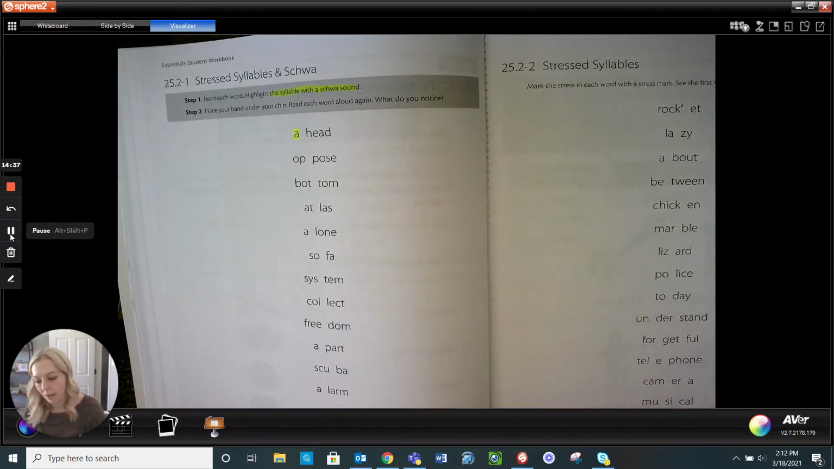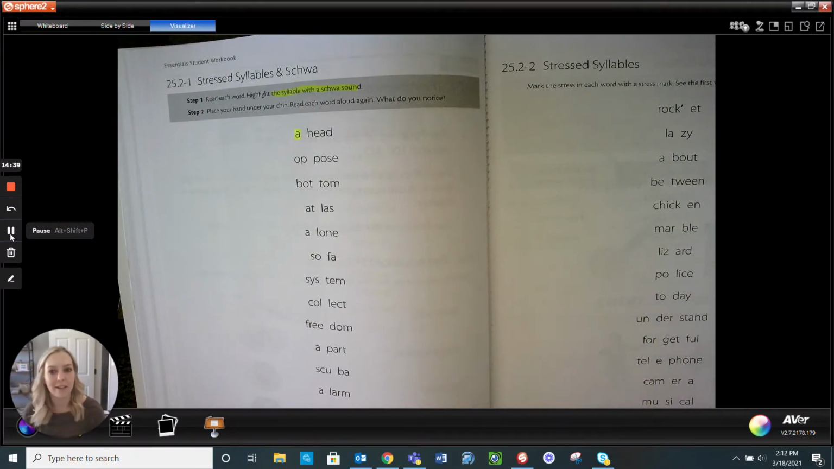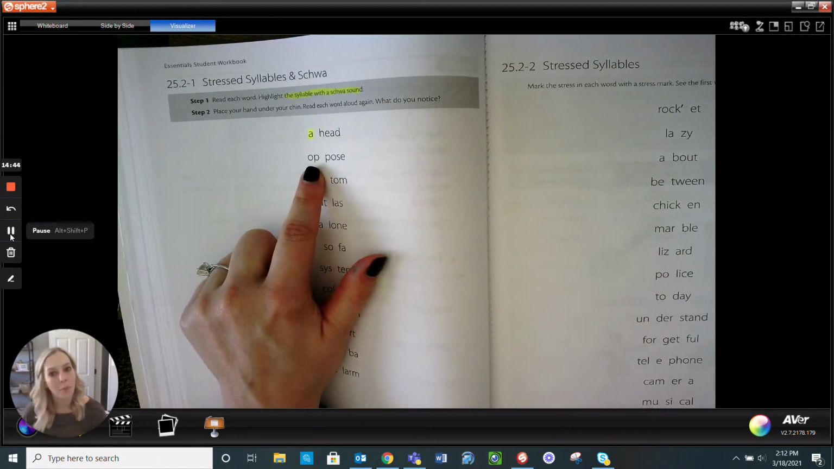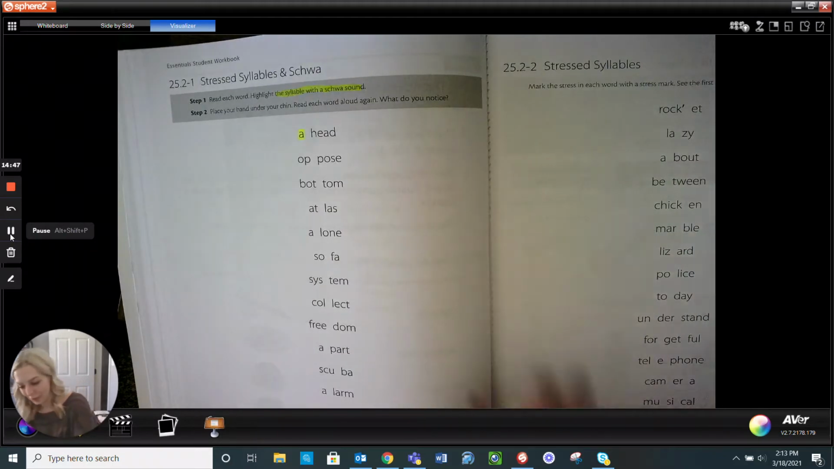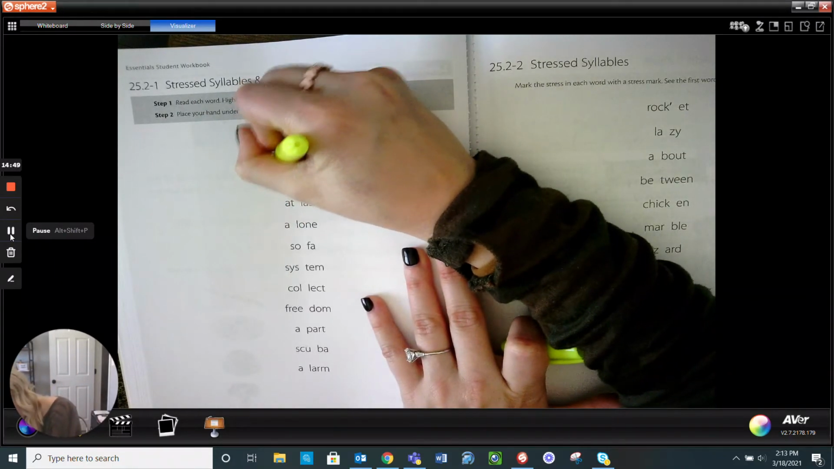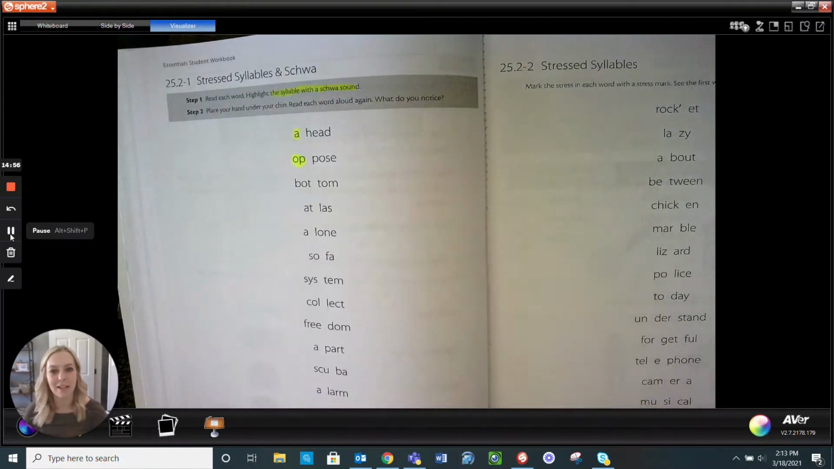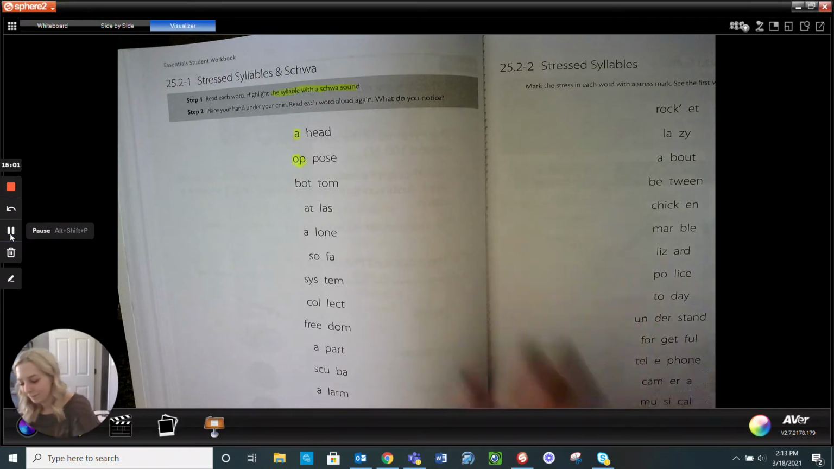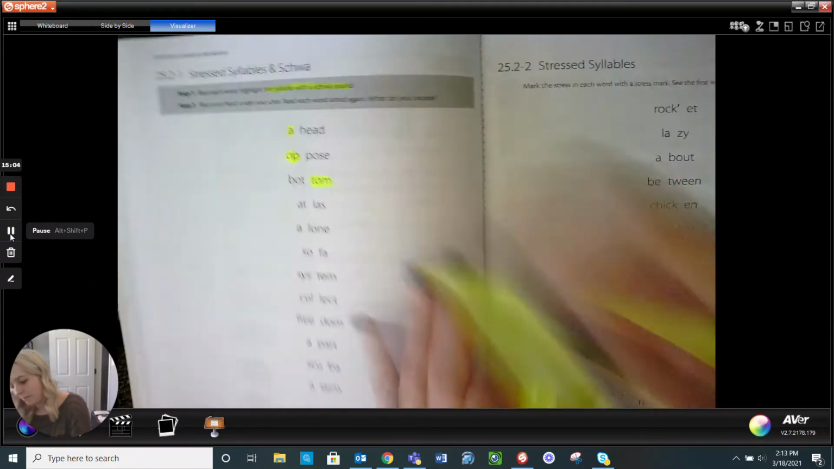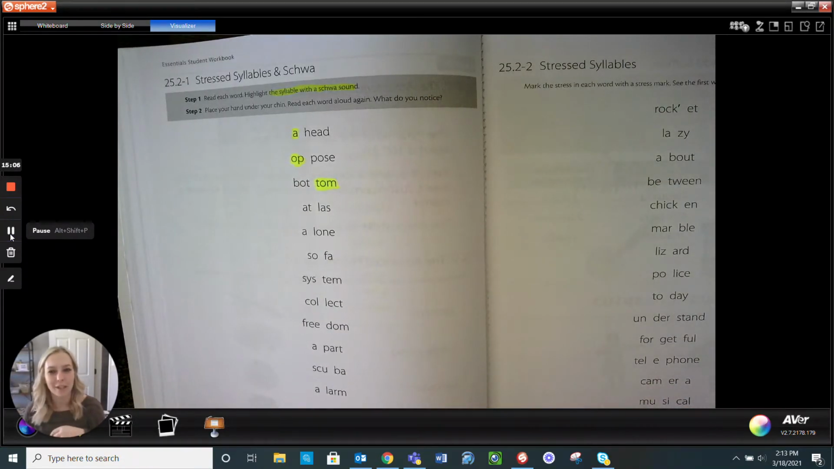That is the syllable with the schwa sound. It's saying uh, instead of a. This one is oppose. Do you hear that schwa sound? I did. Oppose. All right, let's do this one together. Bottom. Bottom. Tum is schwa, right? It's not tom, it's saying tum. Bottom. All right.